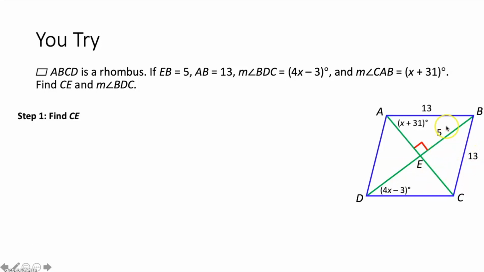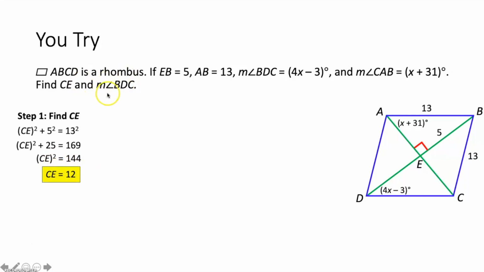So a squared plus b squared equals c squared looks like the measure of segment CE squared plus 5 squared equals 13 squared. 5 squared is 25, 13 squared is 169. We subtract 25 on both sides. We square root both sides, and we get that the measure of segment CE has to equal 12.